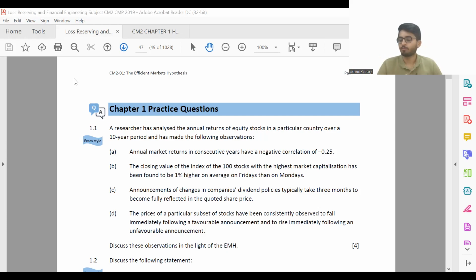On Fridays, the values are 1% higher compared to Mondays, right? So you buy on Monday and sell on Friday. So again, this implies what? It is not weak form efficient.